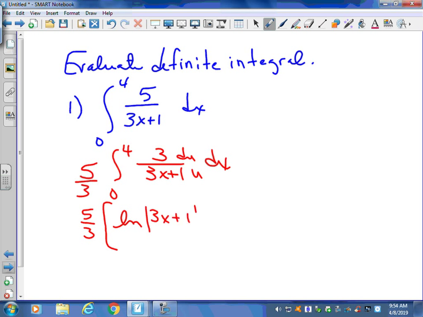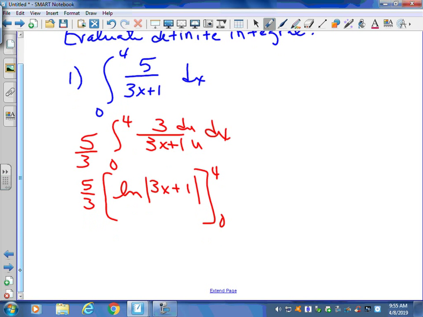Always put ln at the bottom because that was u. Always put it in absolute value bars unless it can't be negative. And since linear can be negative, we don't want to leave off those absolute value bars. So now we're going to evaluate by putting 4 and 0 in and get our numbers, and then we'll multiply it by 5/3. So that's the new part for today's lesson. Up until this part, this would have been our lesson on Friday, and you would have said this formula plus c for the indefinite integration. Now we have numbers to plug in, so that's the only thing making today's lesson different.